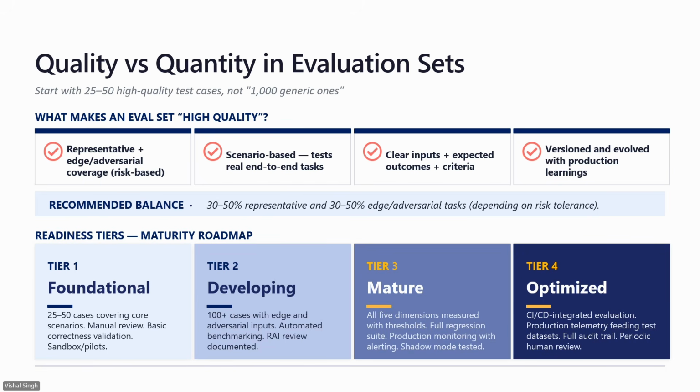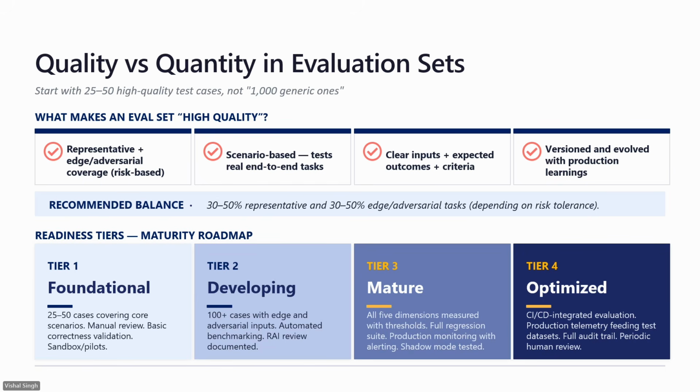The third one is clear input, expected outcomes, and criteria. Deterministic pass/fail or a rubric, either way explicit, no hand waving. The fourth one is versioning and continuous evolution. Every production incident becomes a new test case, as I just called out, and that's how the test set gets smarter. And then you have the readiness tiers, your maturity roadmap, and you can define that. Be honest with yourself about where you are in terms of defining these tiers.